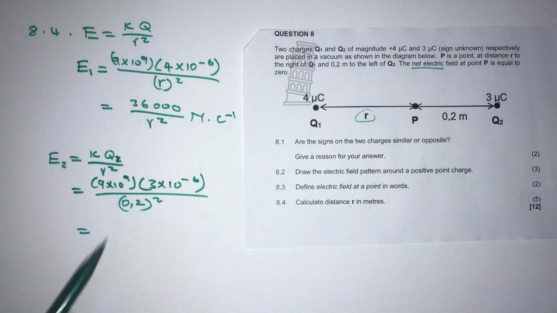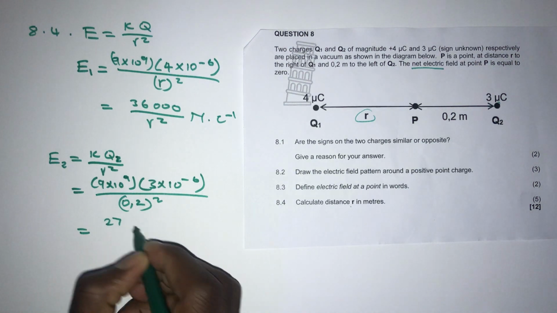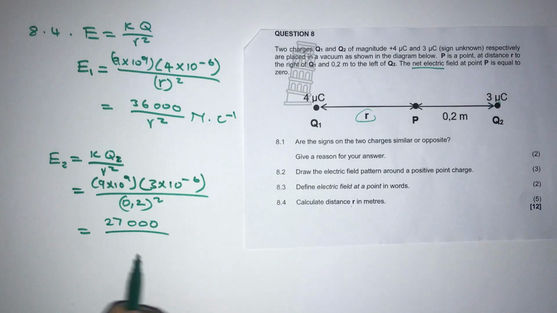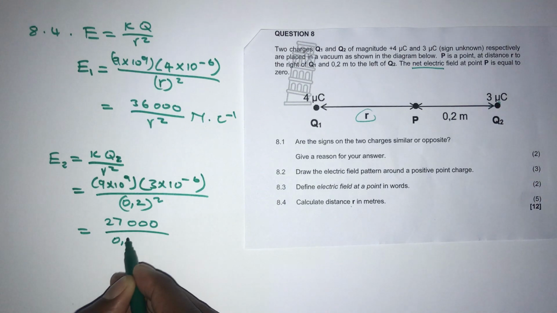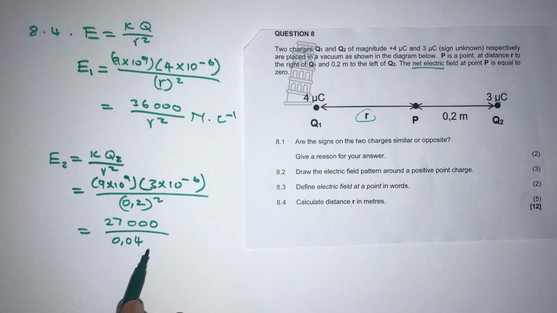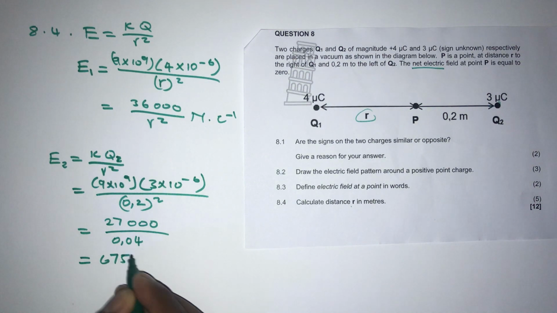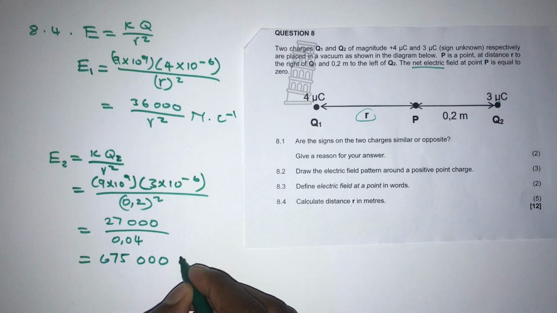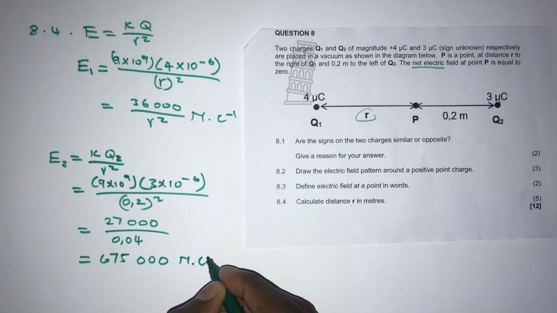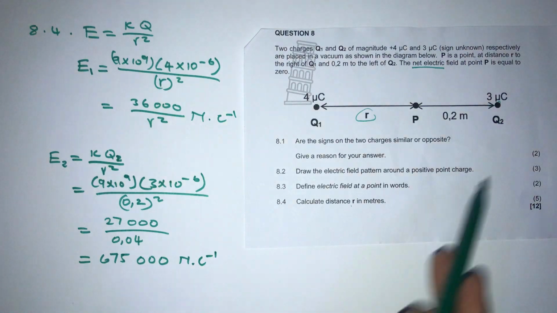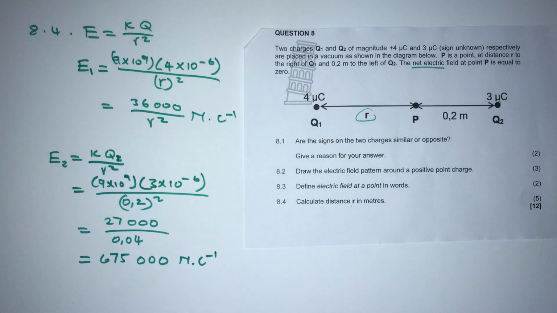So now when you punch the calculator, it's going to give us 27,000 divided by, this one is going to give us 0.04. So 27,000 divided by 0.04, the answer is going to be 675,000. So this is the electric field at the point P due to Q2, right?